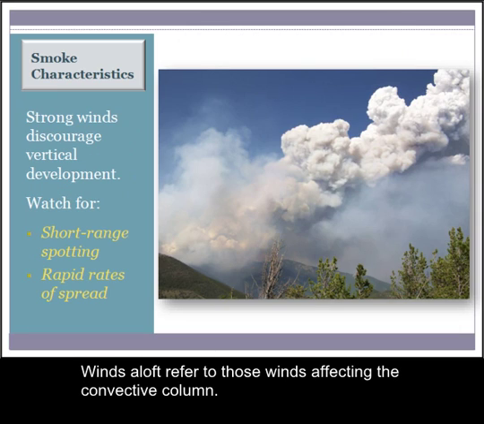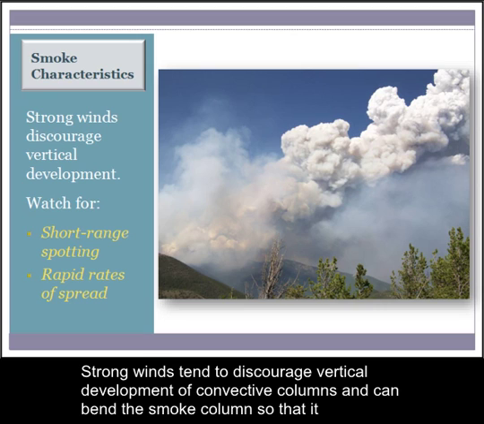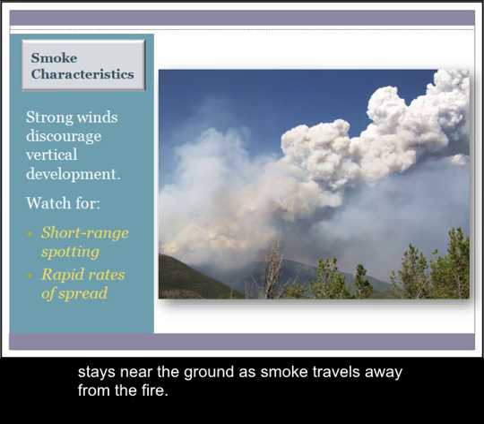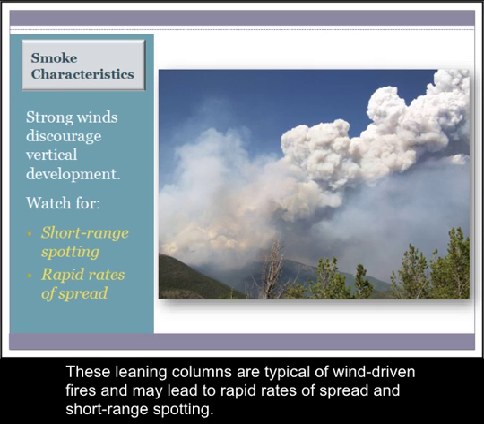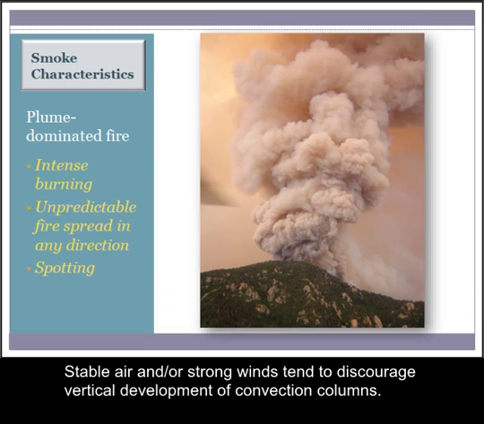Winds aloft refer to those winds affecting the convective column. Strong winds tend to discourage vertical development of convective columns and can bend the smoke column so that it stays near the ground as smoke travels away from the fire. These leaning columns are typical of wind-driven fires and may lead to rapid rates of spread and short-range spotting. Stable air and/or strong winds tend to discourage vertical development of convection columns.